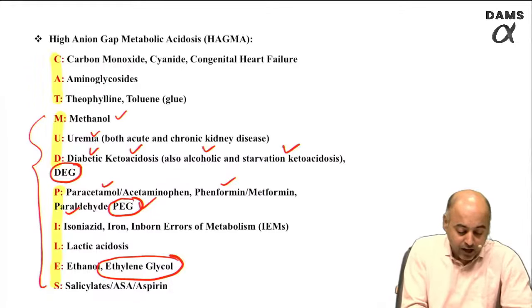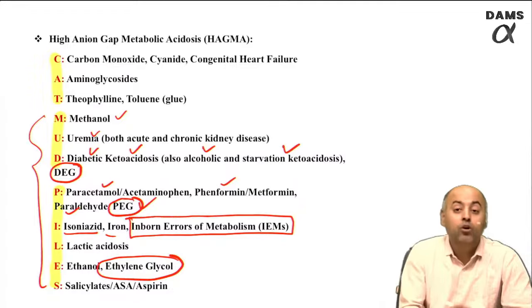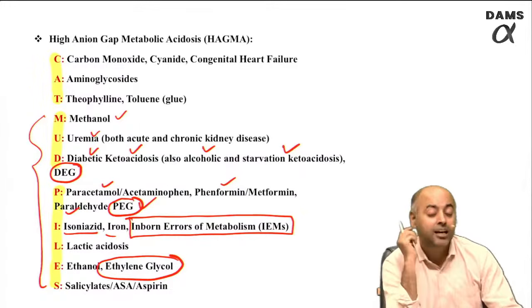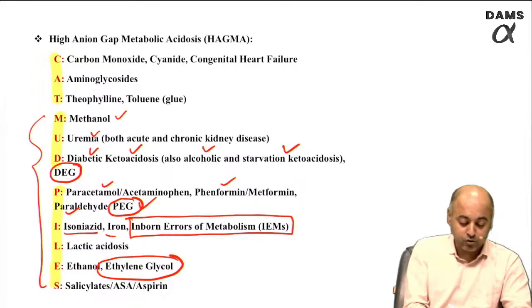So please remember ethylene glycol as an important cause for the high anion gap metabolic acidosis. For I, in addition to isoniazid and iron, you have to remember inborn errors of metabolism. Most inborn errors of metabolism produce additional metabolites which are acidic in nature, and therefore in these conditions you are going to get the high anion gap metabolic acidosis.